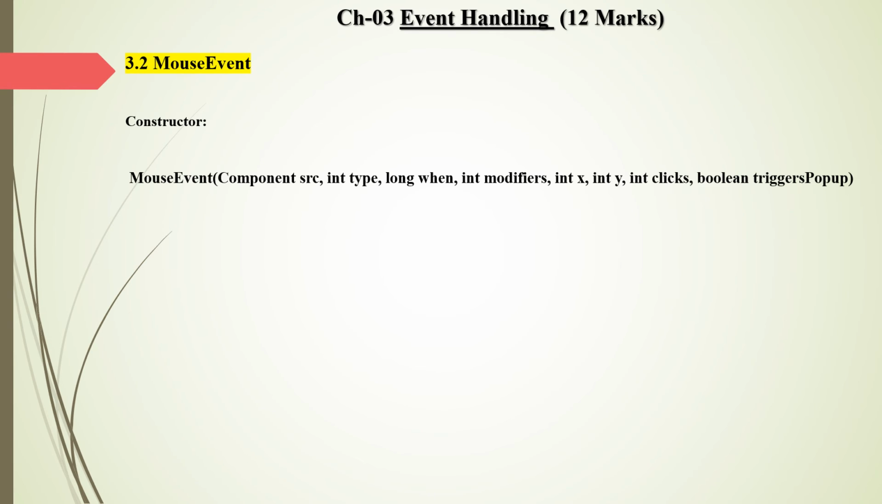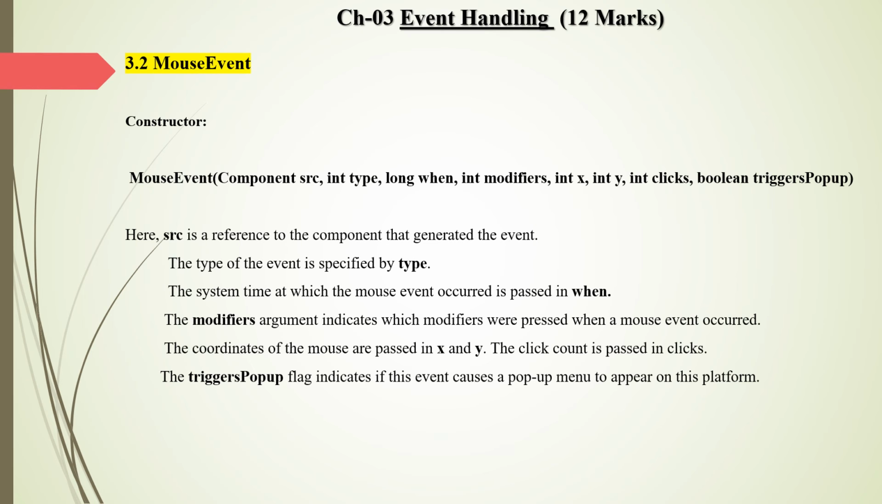Then the constructor of the MouseEvent class, which has a number of parameters. First one is source, second one is int type, third one long when, next one modifiers, next one x coordinate, next y coordinate, next click count, and last one triggersPopup. So next we see the description of all the parameters.